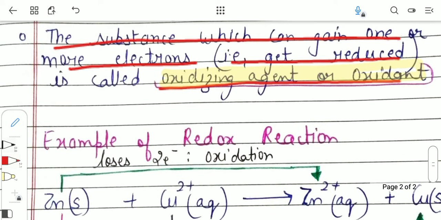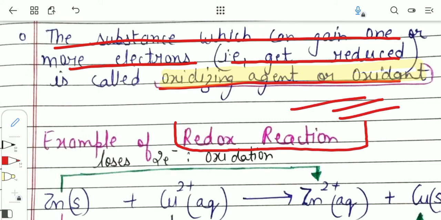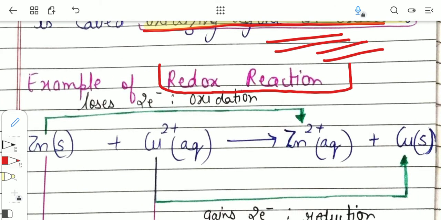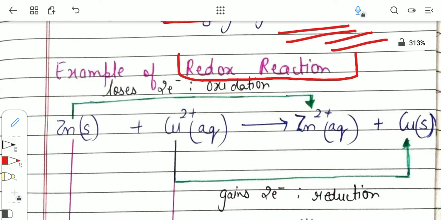Now we said that the reactions in which oxidation and reduction take place simultaneously are known as redox reactions, and we understood in detail what is meant by oxidation and reduction as well as the oxidizing and reducing agent. Now with the help of this equation we will understand better how oxidation and reduction take place simultaneously. As you can see, this zinc present in the solid form gets converted into zinc ions in the aqueous state, and the copper ions present in the aqueous form get converted into copper in the solid form.